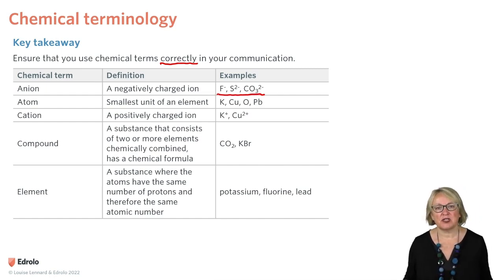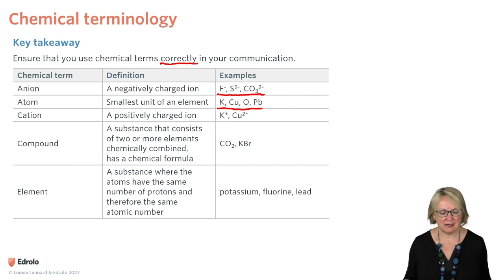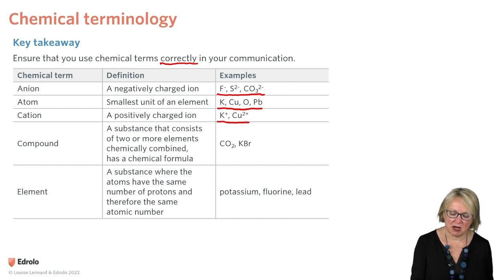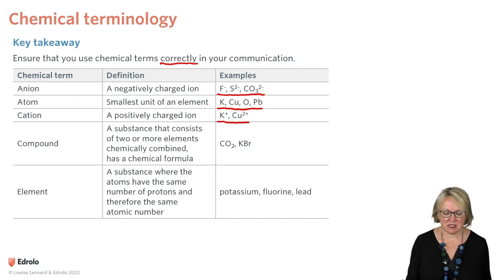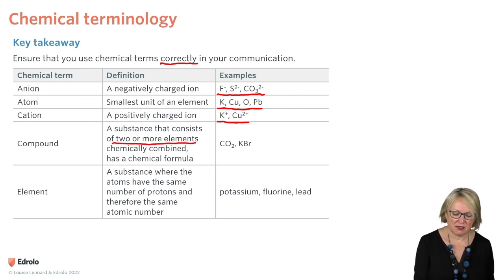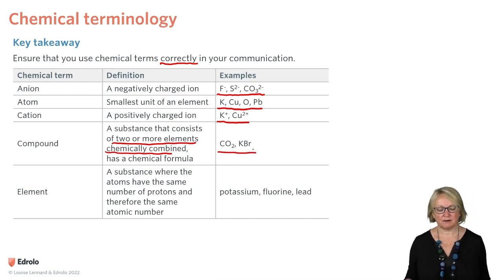Atoms are the smallest unit of an element and they're uncharged, so they have the same number of electrons as protons. And we just use chemical symbols, element symbols, to represent atoms. A cation is a positively charged ion, such as potassium ion or copper 2 plus ion. A compound consists of two or more elements that are chemically combined, and they often have a chemical formula, such as carbon dioxide or potassium bromide.